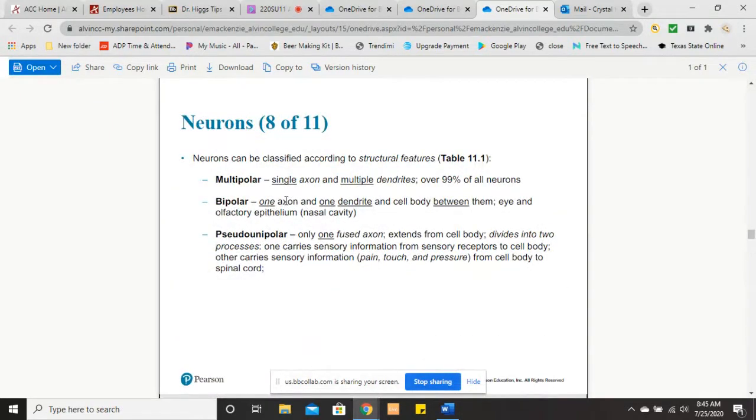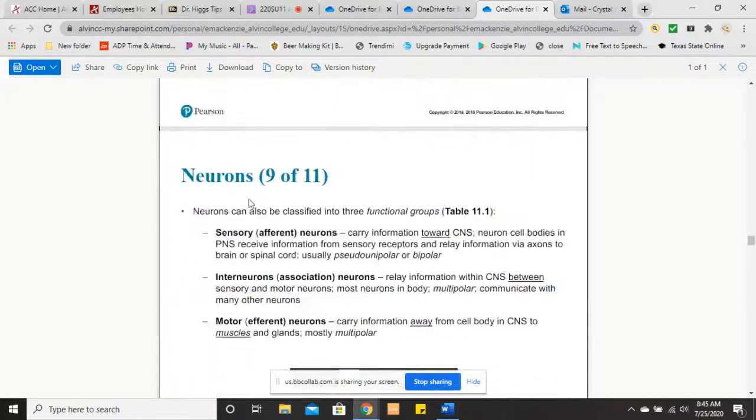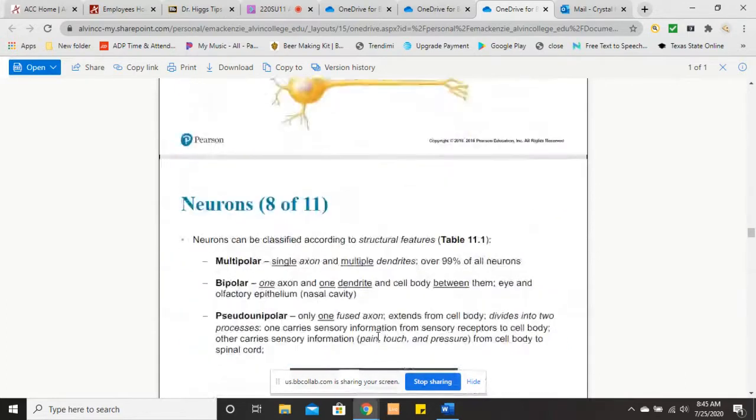Turns out the majority of your neurons are multipolar neurons. Why? Because your multipolar neurons structurally are also motor neurons and interneurons. You see that? It's here. Multipolar neurons are your interneurons, and multipolar neurons are the motor neurons. But why are they called multipolar neurons? What do they look like?